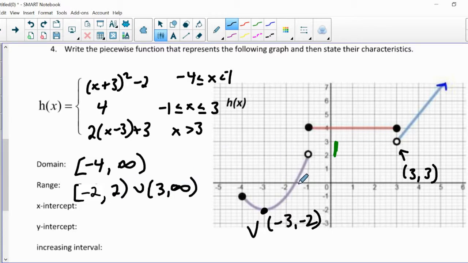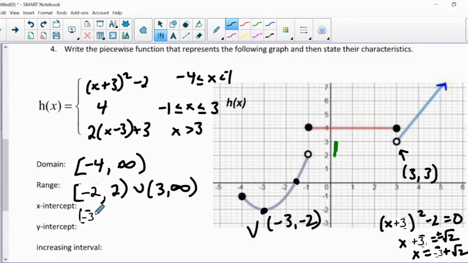The x-intercept, once again, I'm going to have to solve this parabola and only take the right side. So I have (x plus 3) squared minus 2 equals 0. Set y equal to 0, add 2, take the square root. I get x plus 3 equals the square root of 2, plus or minus. But I'm only going to take the positive side because it's the right side of the parabola. Then subtract 3, so x equals -3 plus root 2. So I have (-3 plus root 2, 0). The y-intercept is at 4.